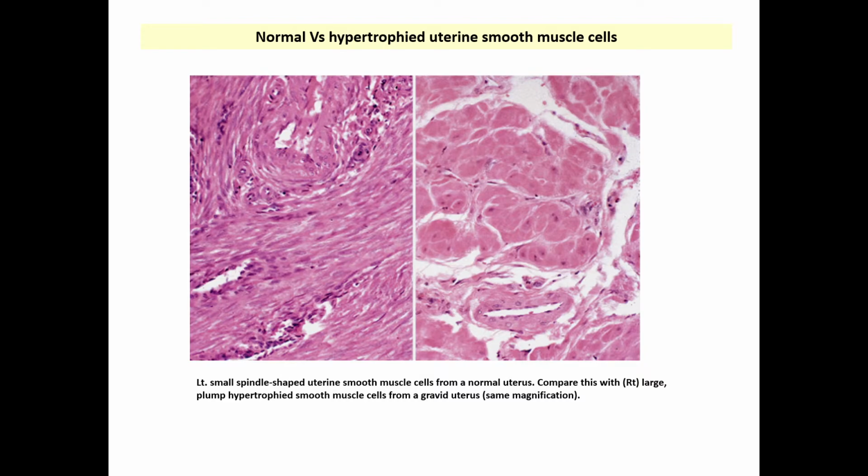On the left side there is a small spindle-shaped uterine smooth muscle cell from a normal uterus. See the spindle-shaped cells come in bundles, small in size. The nucleus is slit-like. Compare it with the right side. There is a large, plump, hypertrophied smooth muscle cell. The spindle cells on the left side become large, rounded, plump, hypertrophied smooth muscle cells from the gravid uterus.